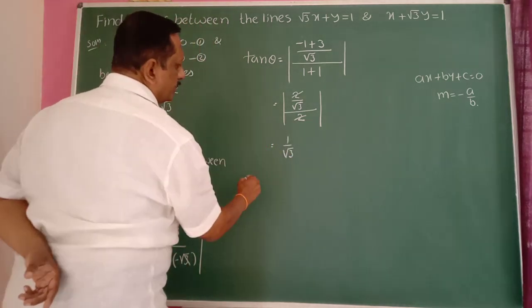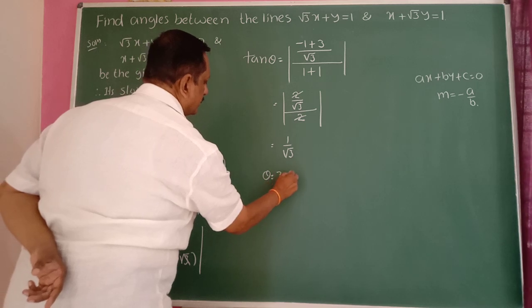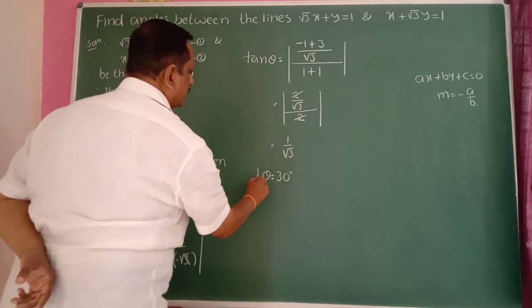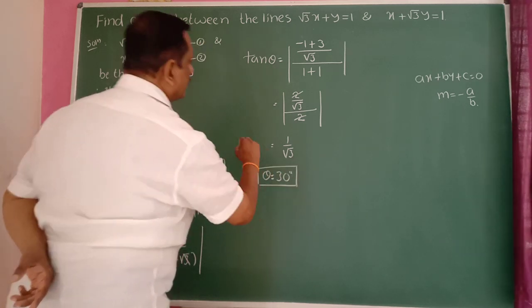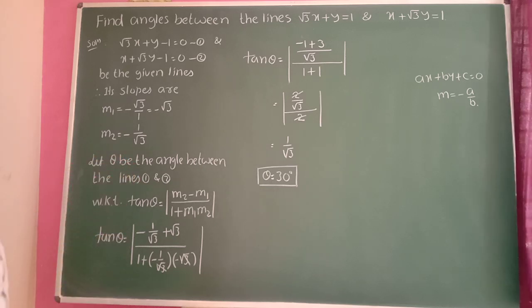So tan theta is equal to 1 by root 3. Hence theta must be 30 degrees. So theta is equal to 30 degrees. The angle between the two lines is 30 degrees. This is the acute angle here. If you want the obtuse angle, 180 minus 30 becomes 150 degrees.